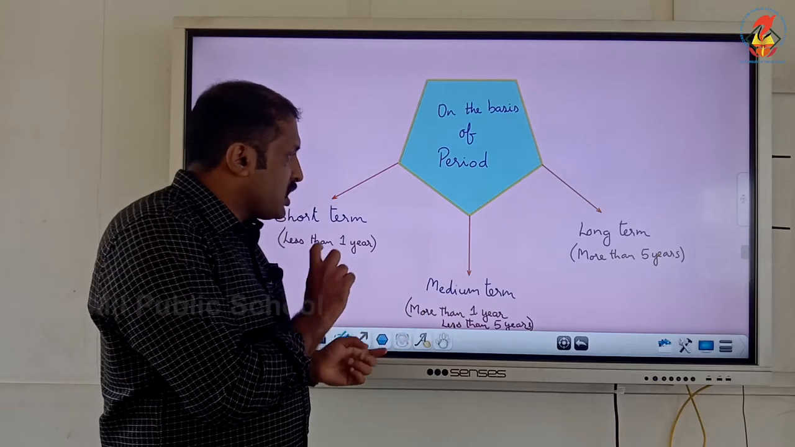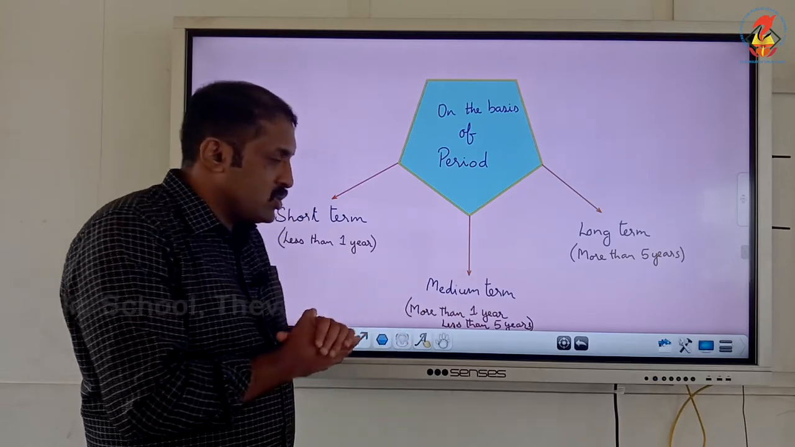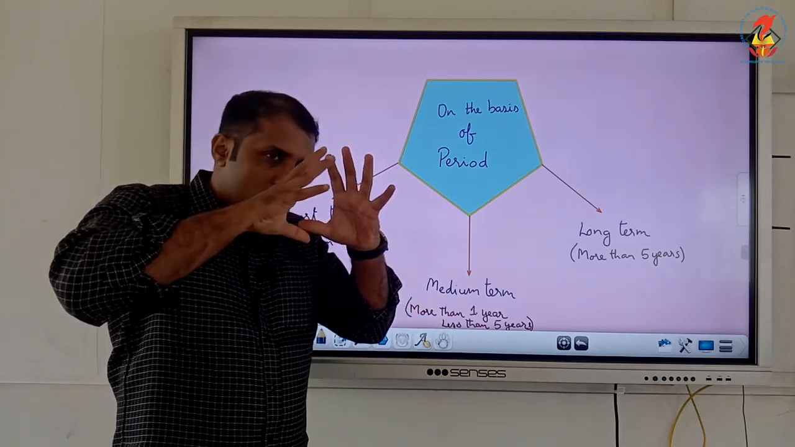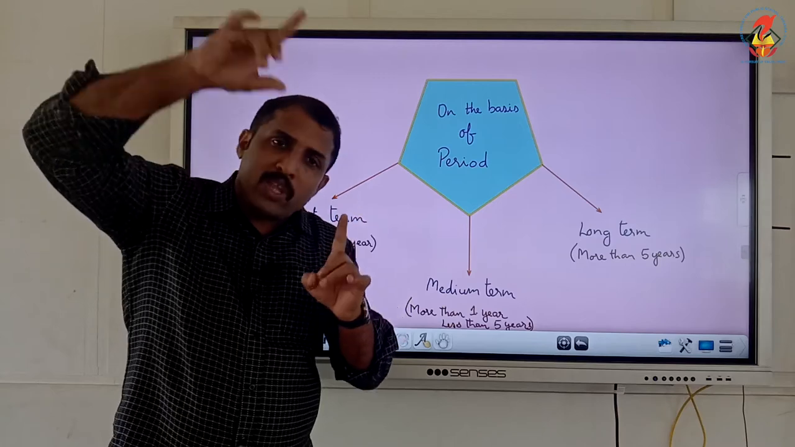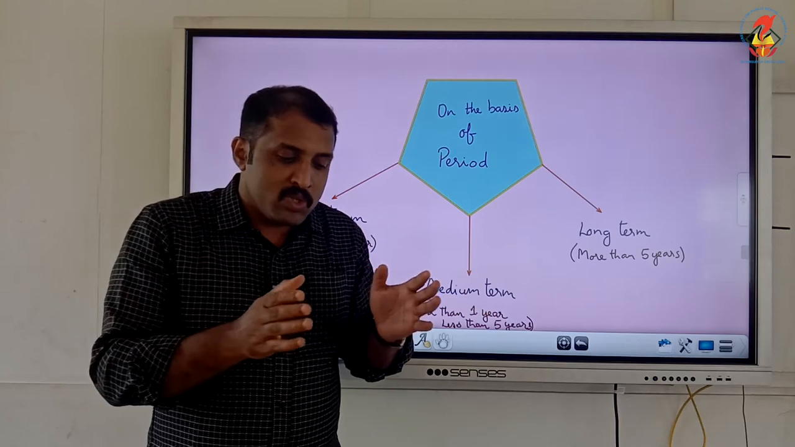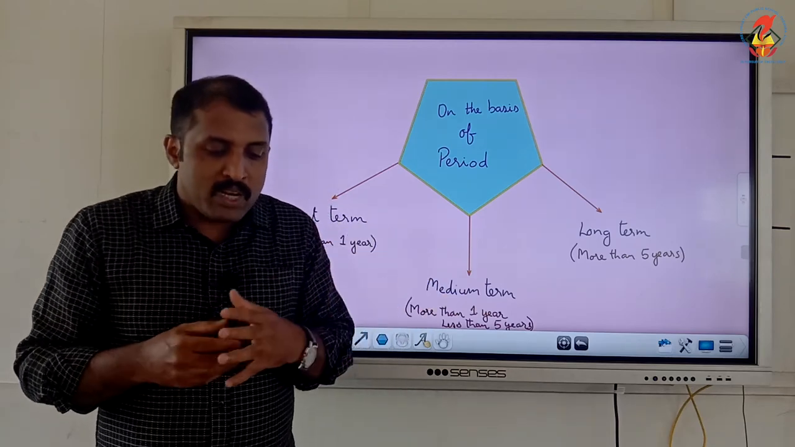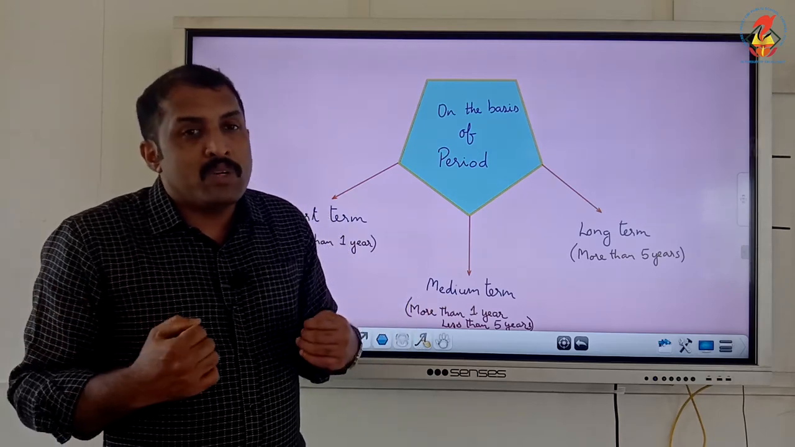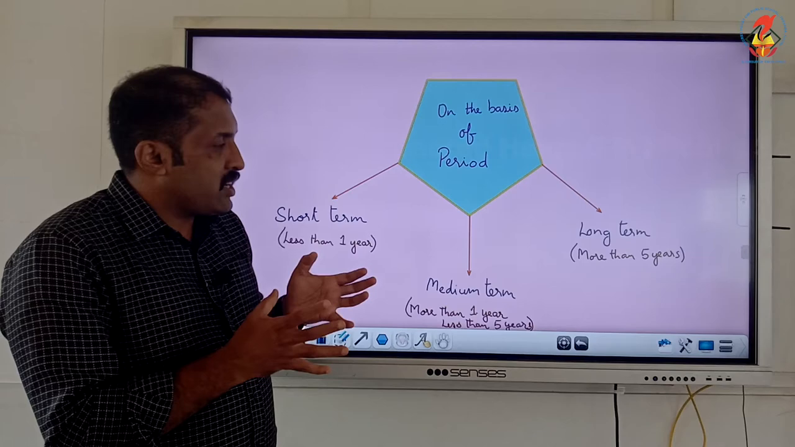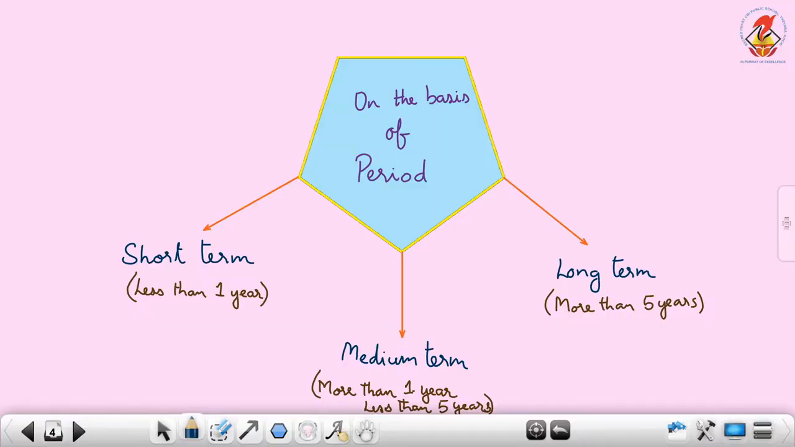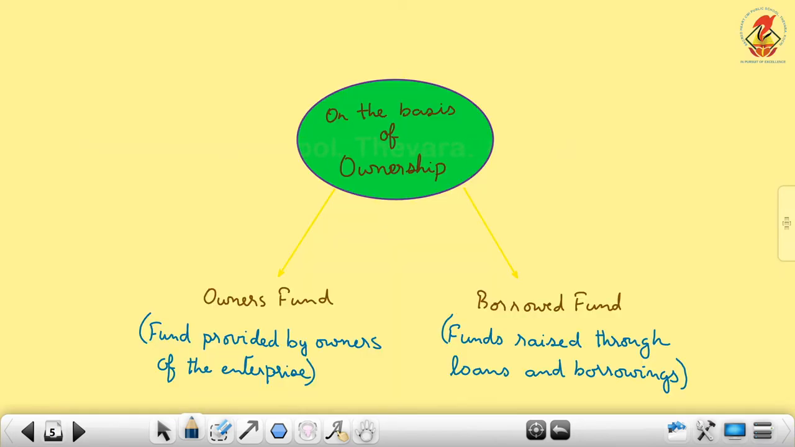And in between short term and long term, there are medium term sources. Medium term sources give us finance for more than 1 year but less than 5 years. Loans from banks, public deposits, lease financing, such kind of things are considered as medium term sources. So on the basis of time period, sources of finance can be short term, medium term and long term sources. Now, coming on to the basis of ownership.